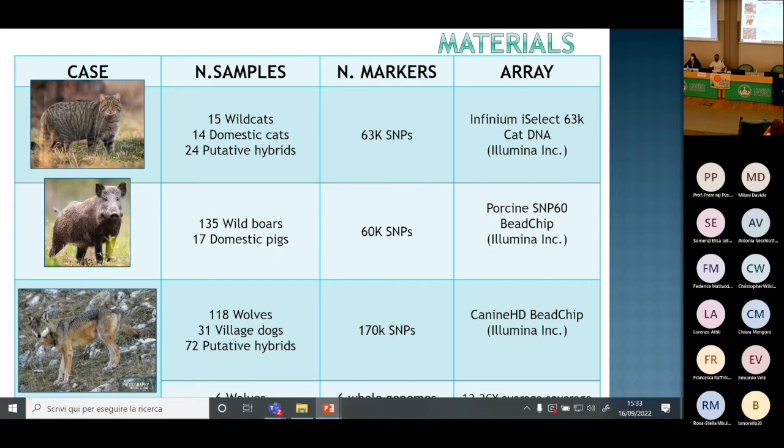Using specific SNP chip microarrays, we genotyped more than 50 felids at more than 63,000 SNPs, more than 150 pigs at more than 60,000 SNPs, and more than 200 canids at more than 170,000 SNPs. Additionally, in the wolf case study, we analyzed even 6 whole genomes obtained with a very high average coverage.